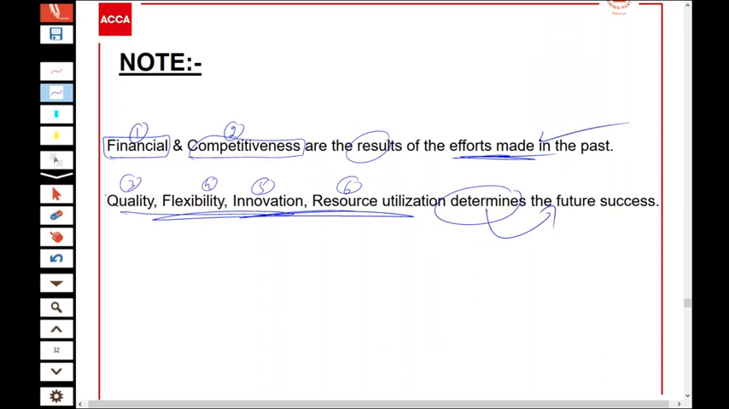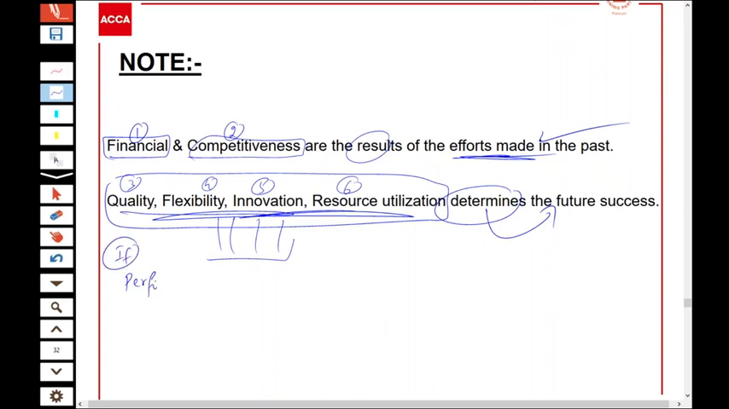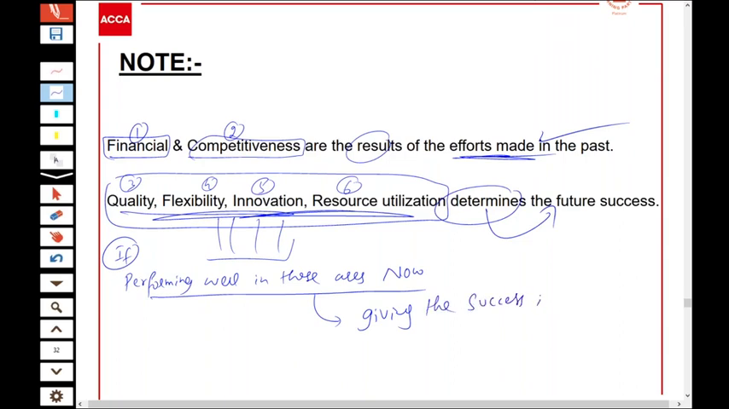Future success. Why? Because if you will be performing well in these four areas, that will be giving me the success in the future. Obviously, if I will be providing my services of good quality, good flexibility, with innovation, with best resource utilization, if I will be performing best today, my success will be waiting in the future.